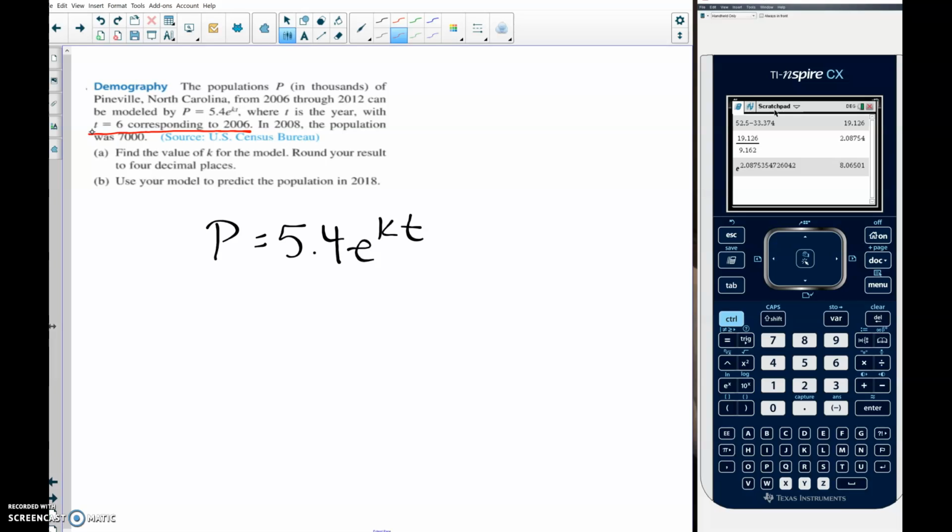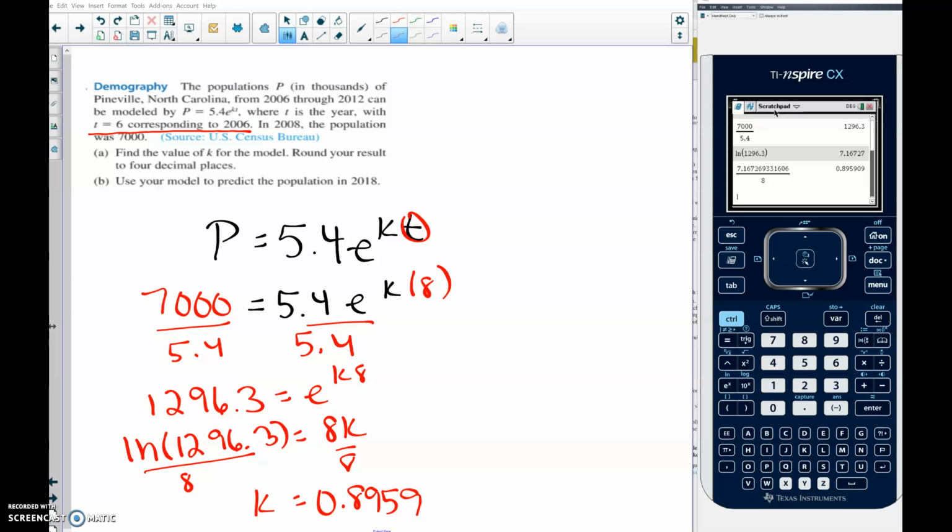T is representing the number of years after the year 2000. So they're giving us a specific example. In 2008, the population was 7,000. So that means 7,000 is going here. And t isn't 2008. T is going to be 8. We are solving for k. K is constant. Our input variable is t. T is the one that's changing. T is the years. So solve this equation for k.